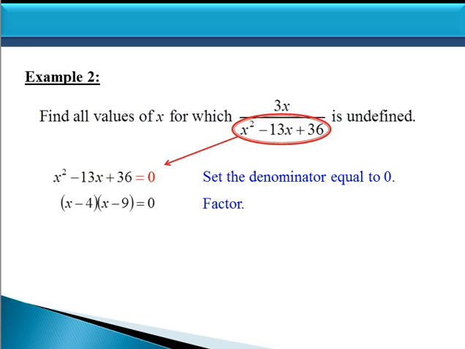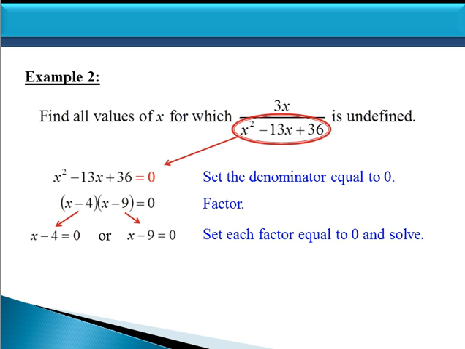So we factor this into two binomials, x minus 4 times x minus 9, and this product is equal to 0. And by the zero product principle, the only way you can multiply two numbers together and get 0 is if one of those numbers, or both those numbers, is equal to 0. So we basically want to know what value of x would make the factor x minus 4 equal to 0, and what value of x would make the other factor x minus 9 equal to 0.